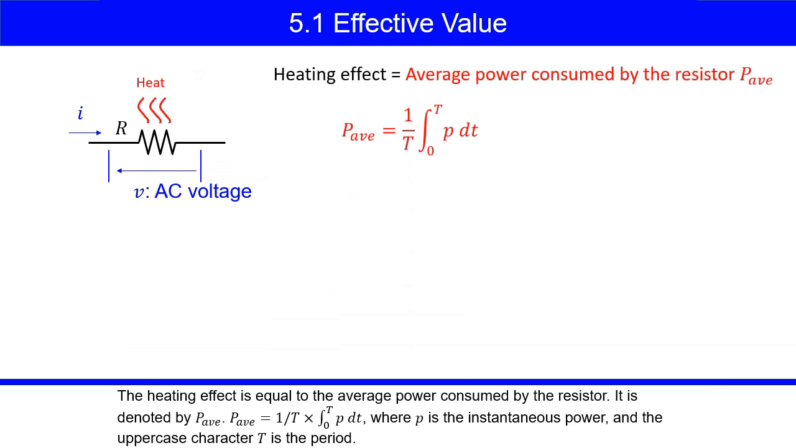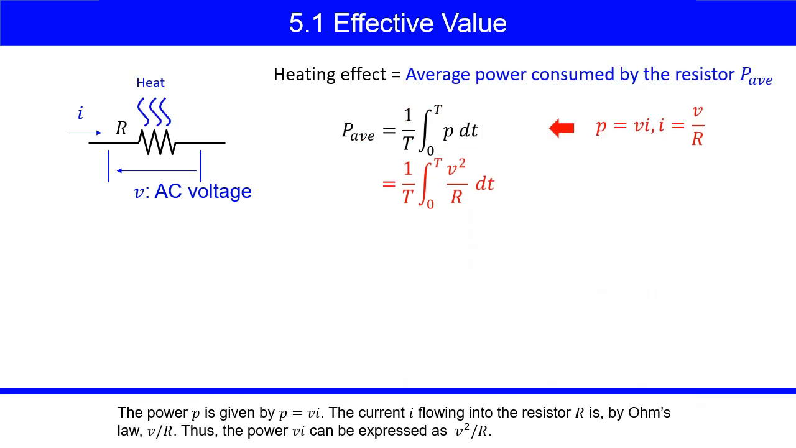The heating effect is equal to the average power consumed by the resistor. It is denoted by PAVE. PAVE equals 1 over T, times the definite integral of P from 0 to T, where P is the instantaneous power, and the uppercase character T is the period. The power P is given by P equals V times I. The current I flowing into the resistor R is, by Ohm's law, V over R. Thus, the power V times I can be expressed as V squared over R.